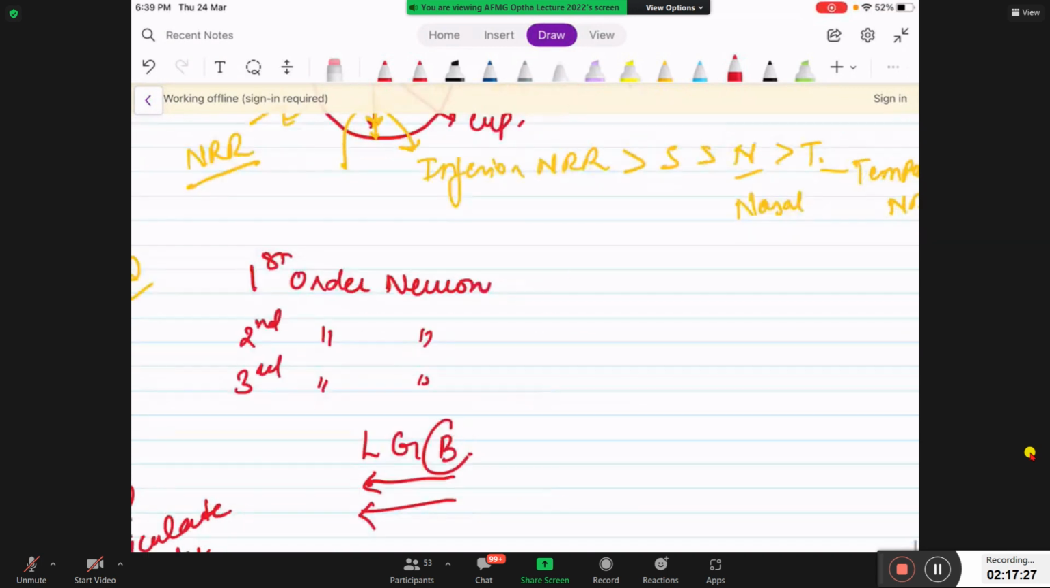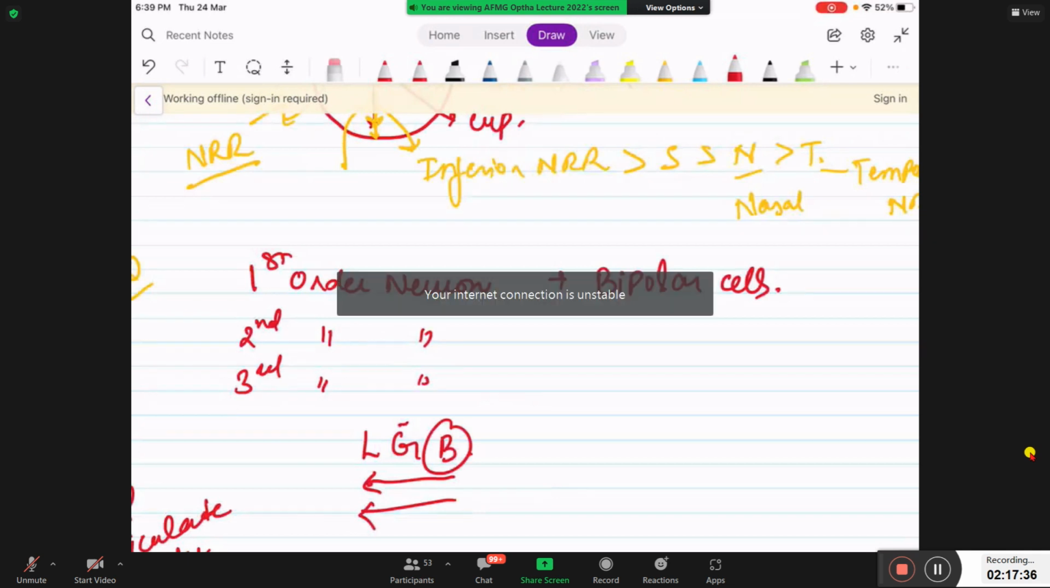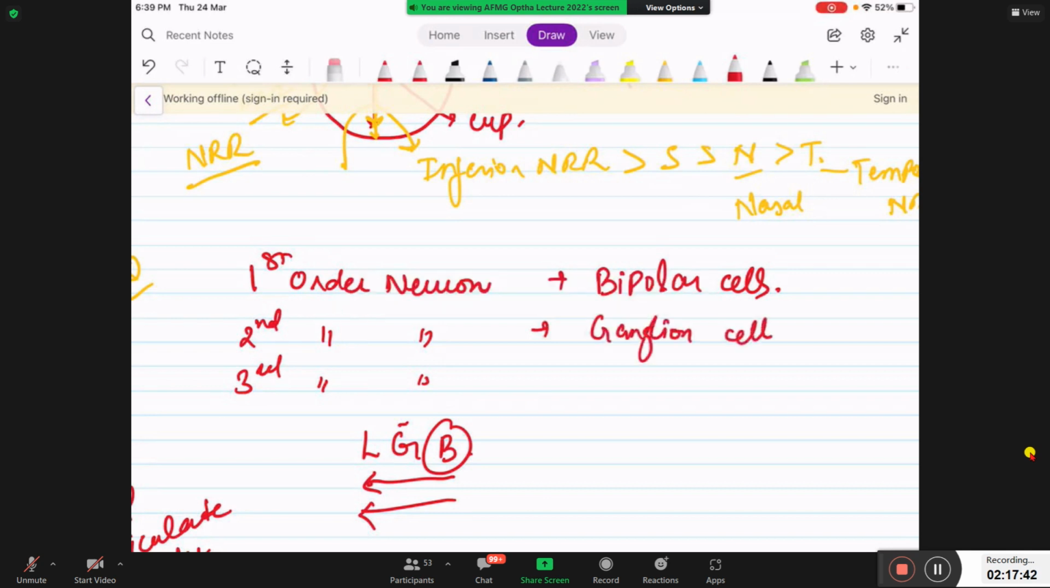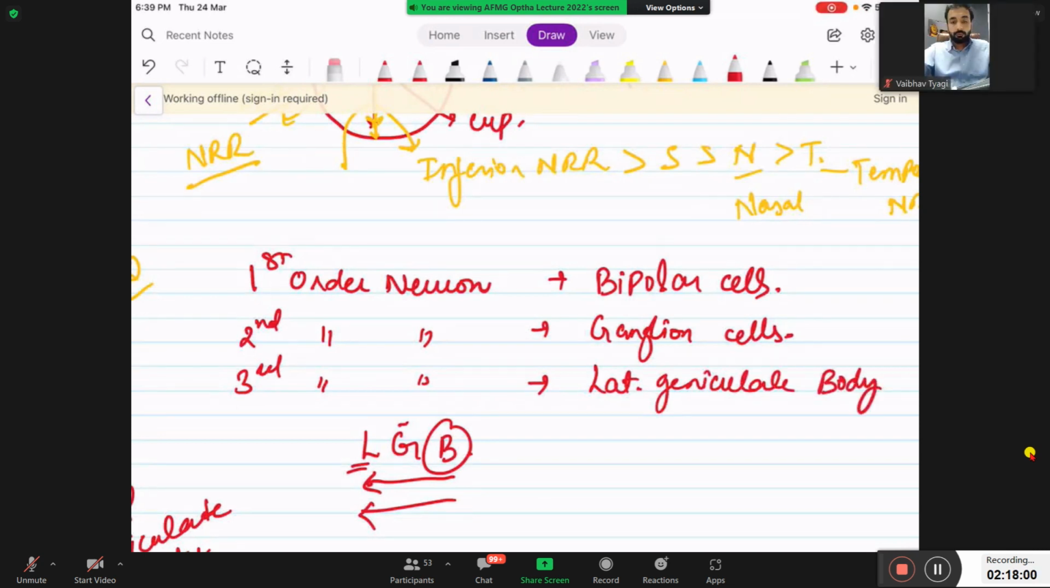So first order neuron is bipolar cell. Second order neuron, G for ganglion cells. L for again lateral geniculate body. LGB you have to remember, and you have to just reverse the order, and you will get the correct order of neurons.